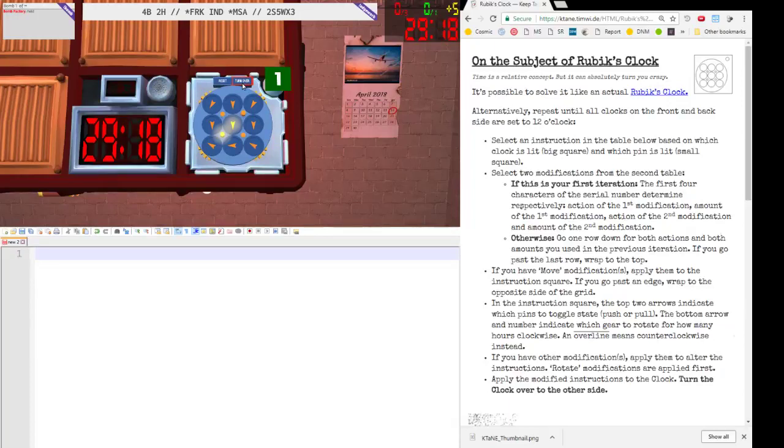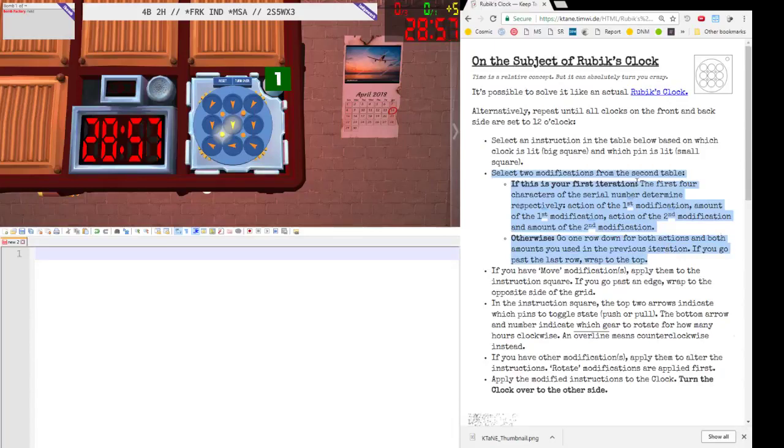How do we go about doing this? Well, that's mostly on the expert. So let's take a look at what they've got to do. First, they're going to pick an instruction on a table based on which clock is lit, big square, and which pin is lit, small square. We'll go over that in a second. We're going to skip that for a second. Then they're going to have some modifications.